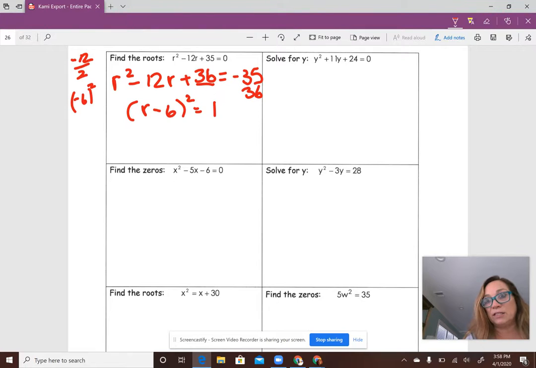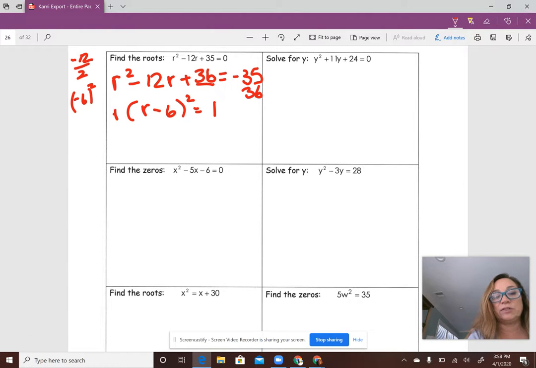The left side is always a square. That's why it's called completing the square. The completing part comes from the fact that I added the 36. I completed it. I added that 36.